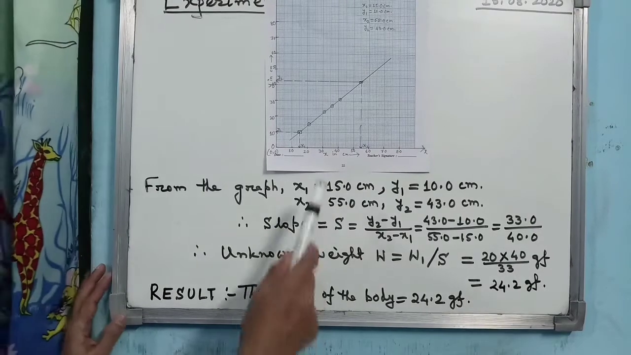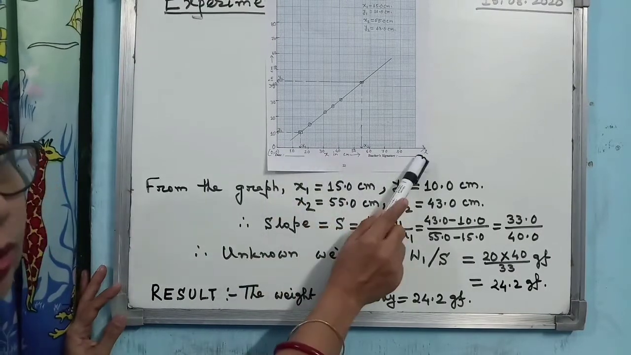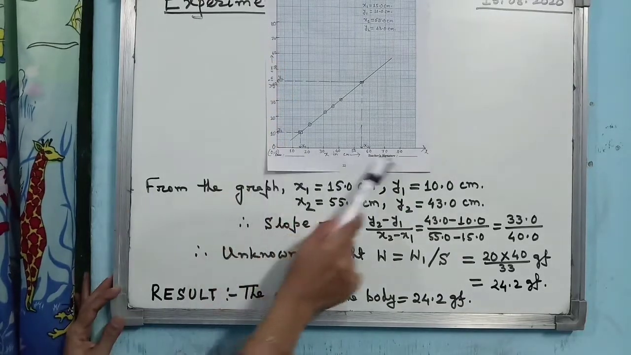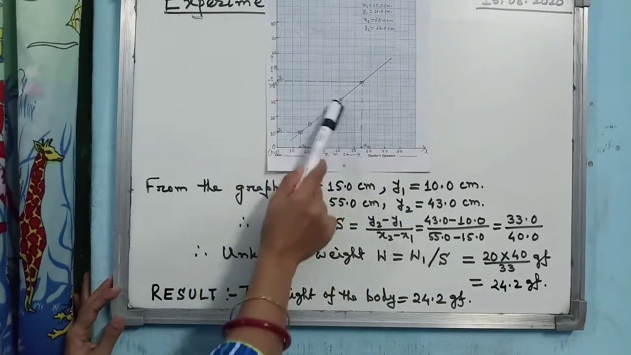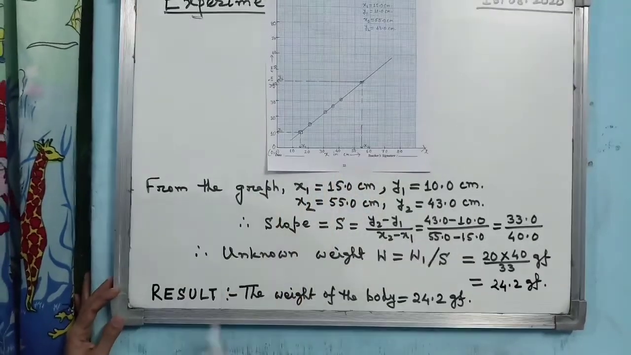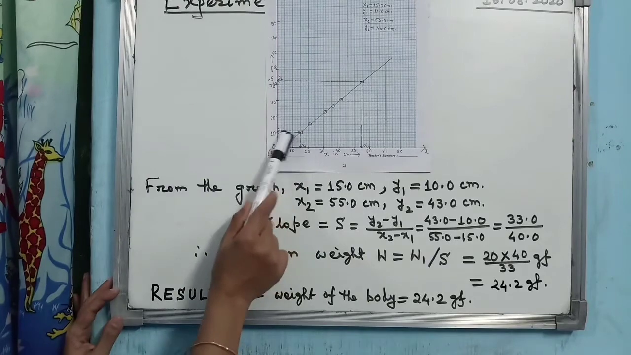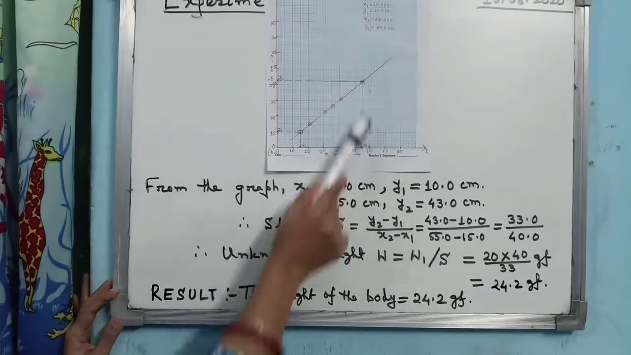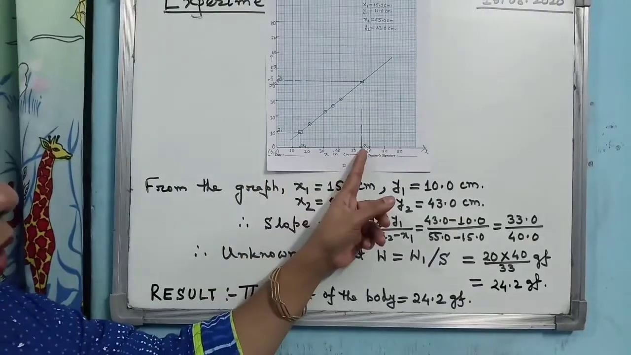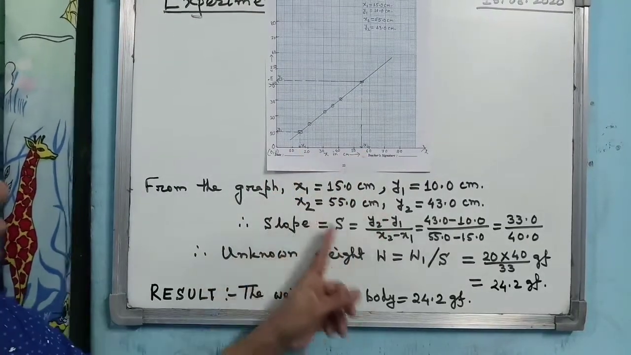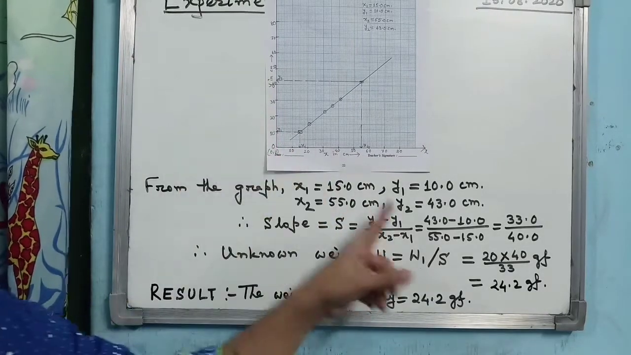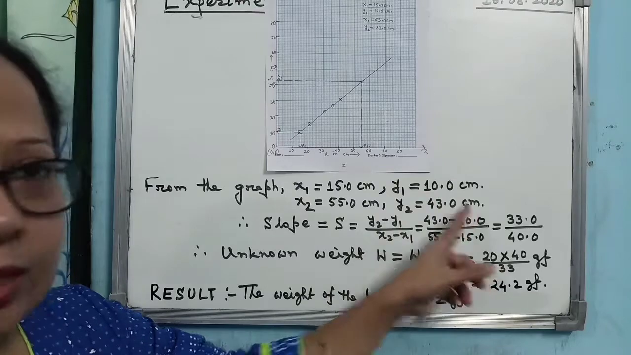So you see girls, x in centimeter I plotted along the x axis, y in centimeter plotted along the y axis, and these are the scales taken. And then you draw the best fit graph. Then 2 points are taken on the line drawn, and from those perpendiculars are drawn on the x and y axis by dotted lines, and we got the values of x1, x2 as 15 and 55 centimeter and the corresponding values of y1 and y2 as 10 and 43 centimeter.